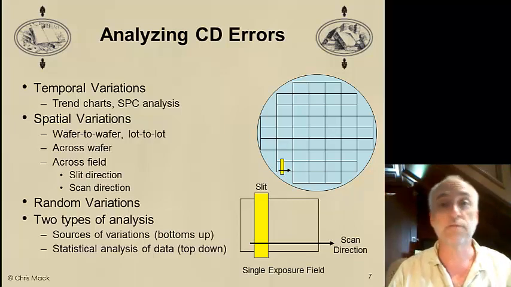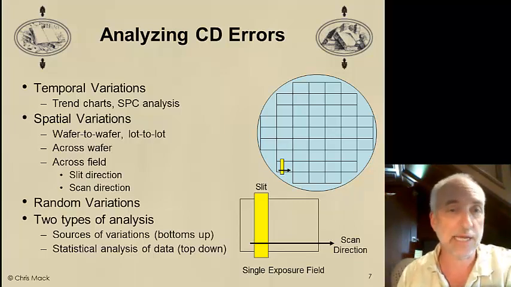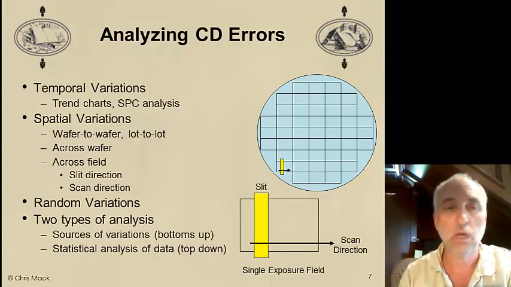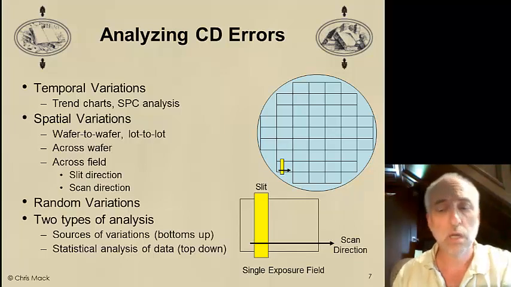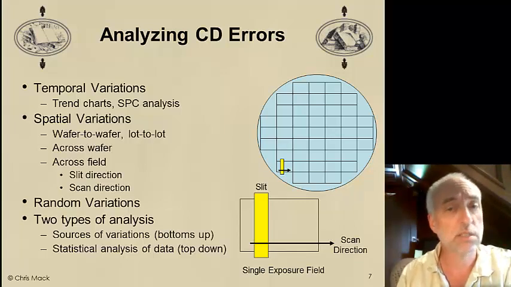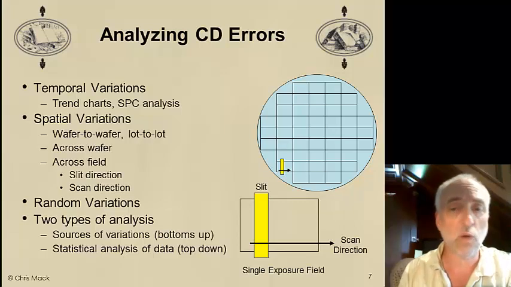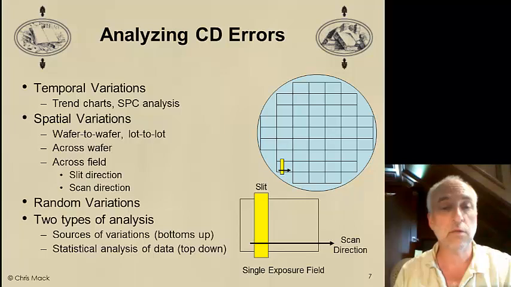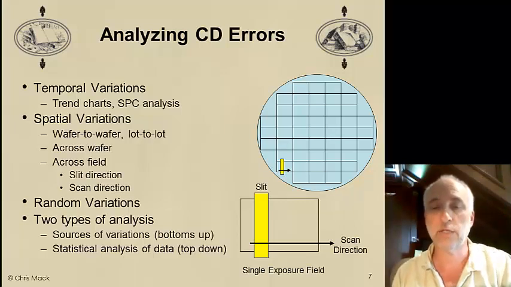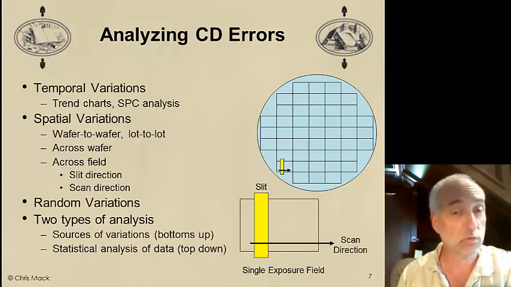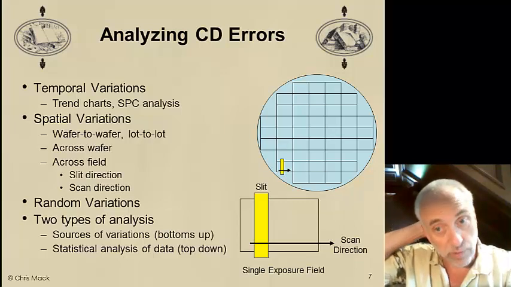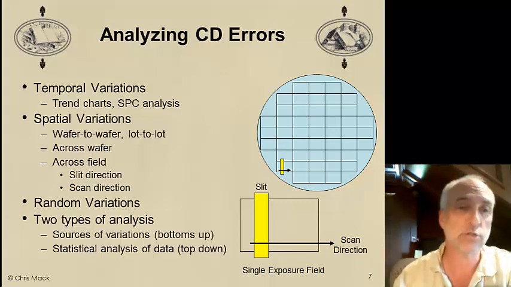Well, there's several different approaches that we take to analyzing CDs. One approach is to look for temporal variations. How does the CD vary with time? Here we use trend charts, which we saw in a previous lecture on statistical process control. We watch the variable with time and look for violations of the process control rules, the Western Electric rules, trends that might indicate something that has changed.